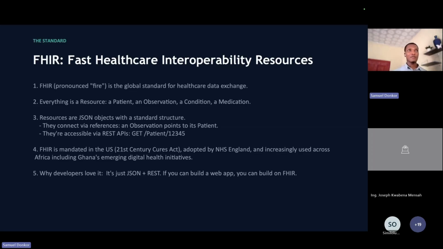And they connect via references. For example, in relational databases, tables can reference each other, right? One interesting thing is you don't need any different technology to use FHIR. If you're a developer already, you know how to make API requests. You can use REST APIs to access FHIR right off the bat. It's very popular around the world for data standardization, and most emerging digital health initiatives and systems, even in Ghana, have started using it, right? So you will love it. We'll dive right deep into it.